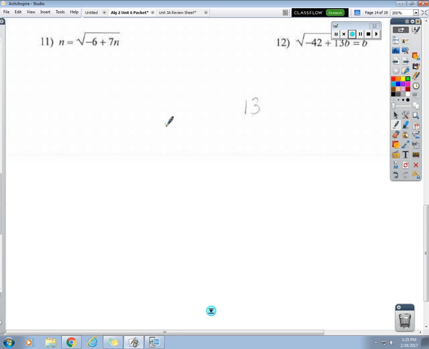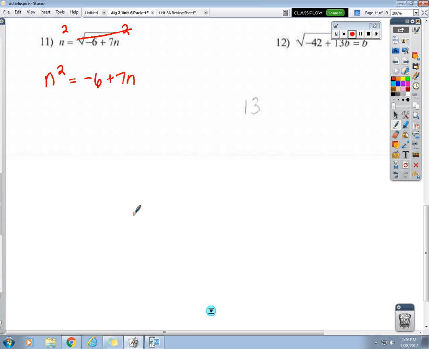Okay, you're trying to isolate the n. Well, this n is isolated, but this n is not. So we need to get this n by itself. Well, we can't really move the 7 away from it or the negative 6 away from it until the square root is gone. And we all know to get rid of a square root, you square it. And then you have to do it on this side. So now on the left side, you have n squared. On the right side, the square root and the squared cancel each other out, leaving negative 6 plus 7n.